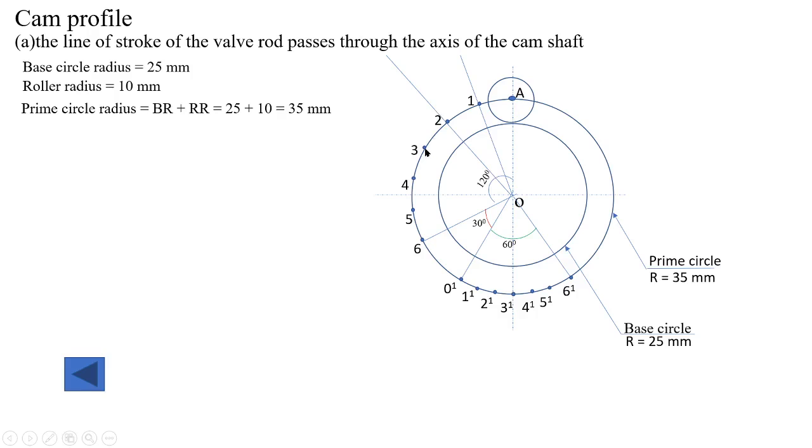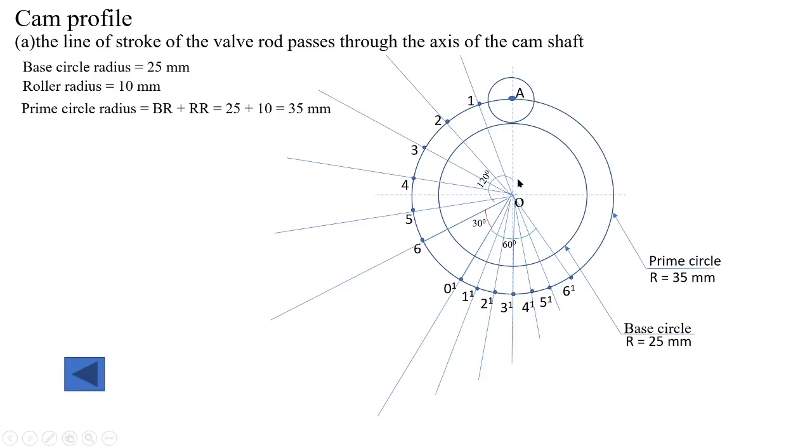Now connect the point 3, point 4, point 5, point 6, then 1 dash, 2 dash, 3 dash with the center and extend the line behind the prime circle, 4 dash, 5 dash, and 6 dash.